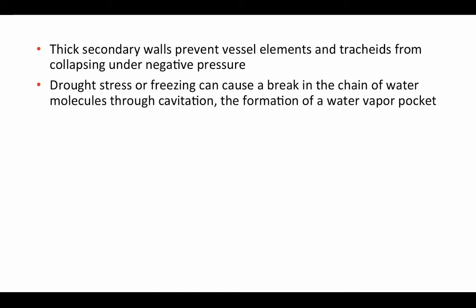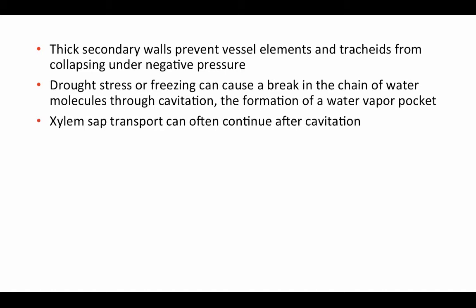But there are situations that can cause a little bubble to form and disrupt this continuous column of water molecules. So drought conditions or freezing can cause a phenomenon called cavitation, where you get a little bubble of water vapor within the water column. And this is going to disrupt that column of water pulling on each other and keep the water from moving through that vessel. So it turns out that living plants have some ways to get around these cavitation bubbles.